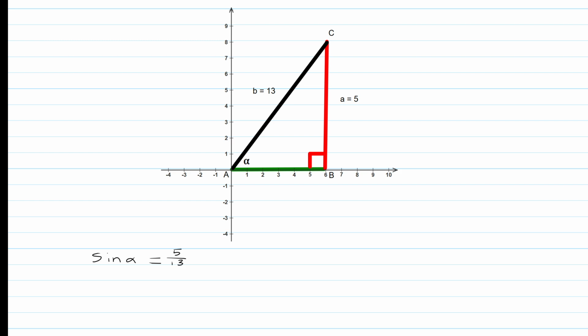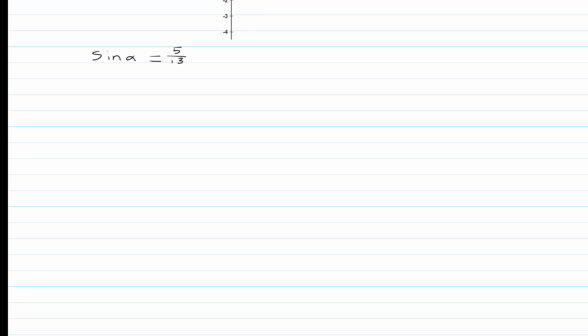In our second equation, we have sin alpha is equal to 5 divided by 13. Now let us look at how we can find alpha. In the same manner that we did for the cosine, we would apply the arcsine on the sine of alpha on both sides to be able to get alpha.